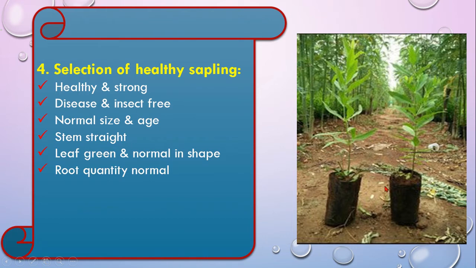Selection of healthy saplings. Always remember that if we use polybag seedlings, the seedlings should be straight, healthy, strong, disease and insect free, of normal size and shape, with a straight stem. A healthy seedling looks like this figure: leaves green and normal in shape, and root quantity and quality normal. We have to select that type of seedling.